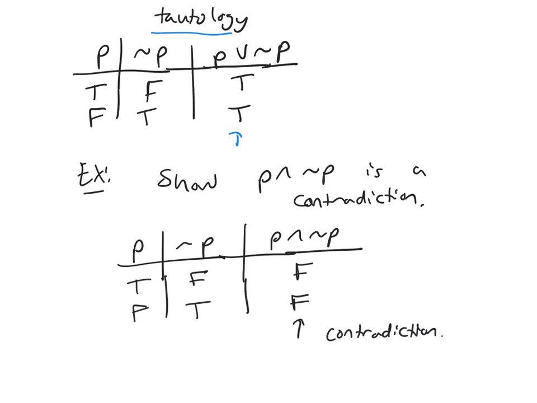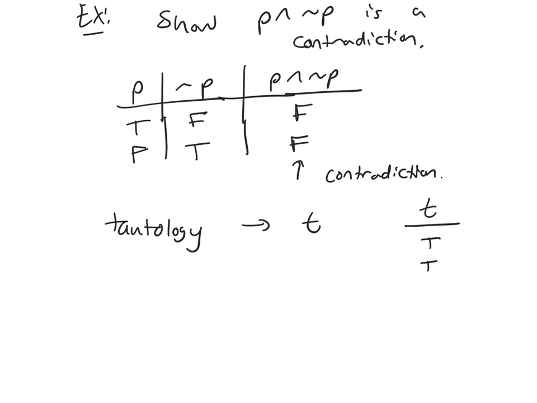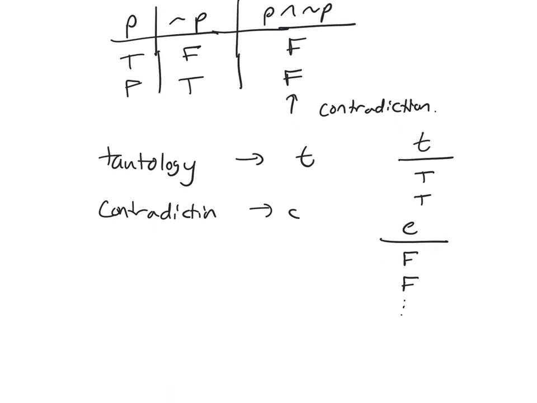Usually, if you have something that's a tautology, we use the letter T for tautology, and in its truth table, its column would only have T's in it, however many rows of T's you need. And then for a contradiction, we use the letter C. If you have a contradiction in your truth table, the column will only contain F's, however many F's your truth table needs. Okay.